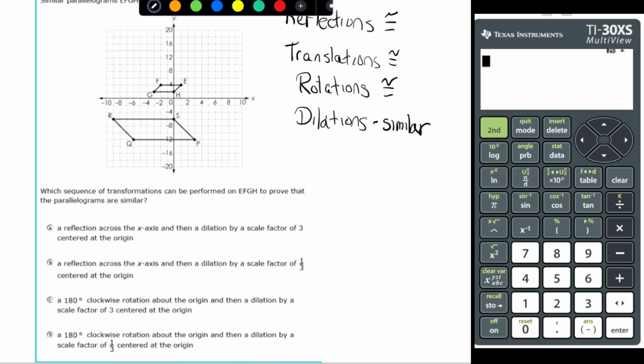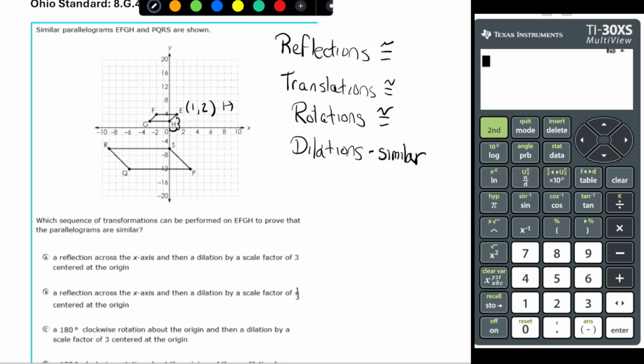Okay, so let's look at one of our points. Let's look at point E. Point E originally would be (1, 2). If we were to reflect this across the x-axis, remember our rule for reflections, you negate the opposite letter. So if you reflect it over the x-axis, you negate the y. So (1, 2) becomes (1, -2).